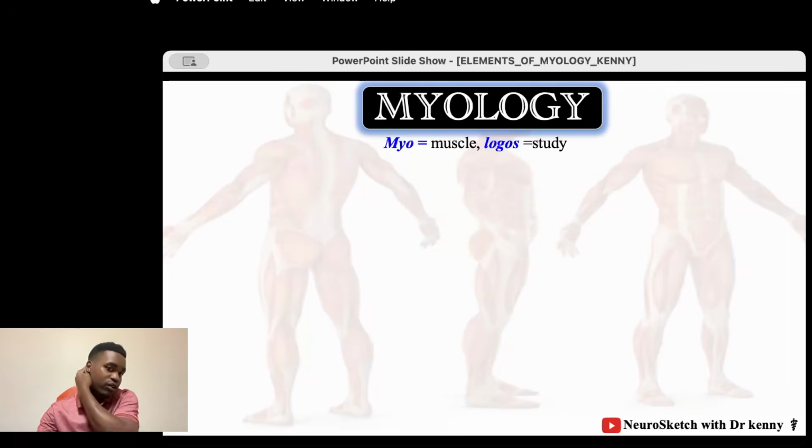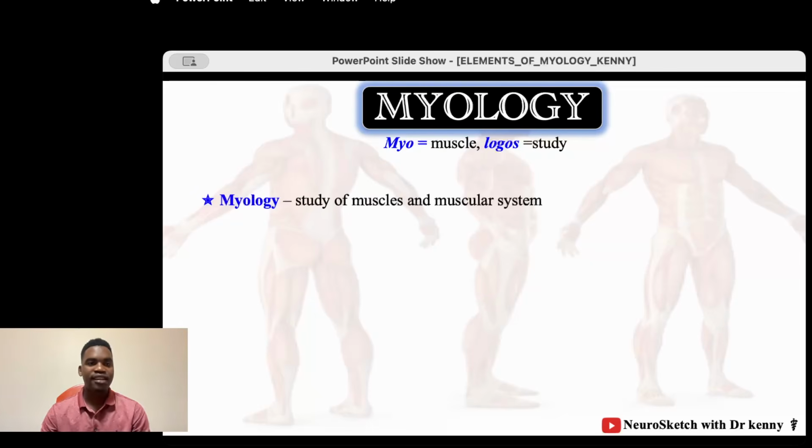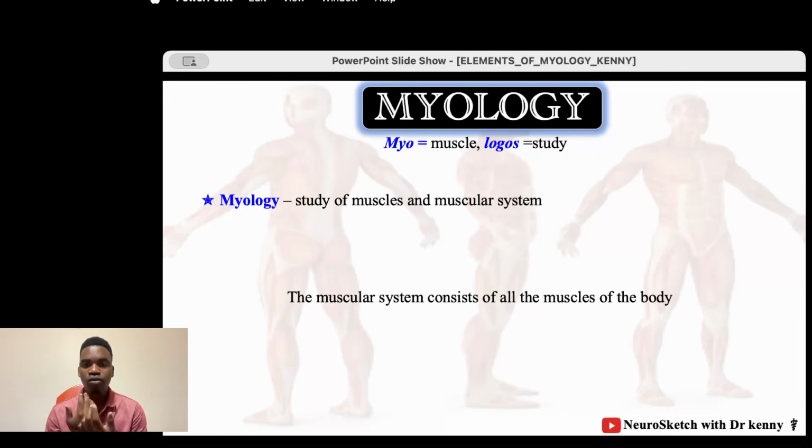So what is myology? Myology comes from two Greek words, myo, which means muscle, and logos, which means study. So myology simply means the study of muscles and the muscular system. All the muscles in the human body contribute to what is known as the muscular system, so the muscular system consists of all the muscles of the body.